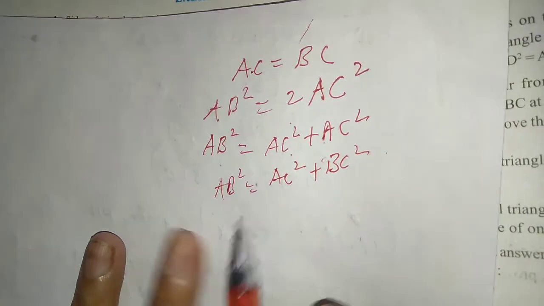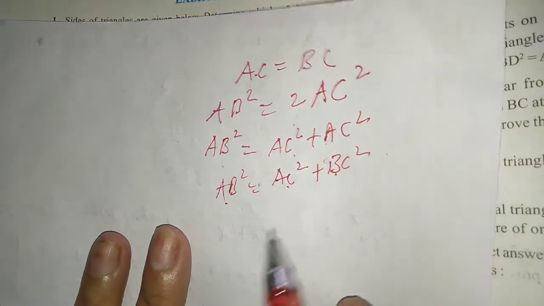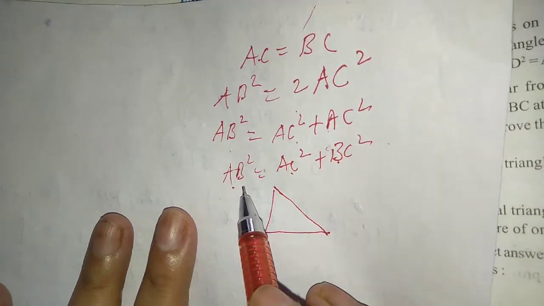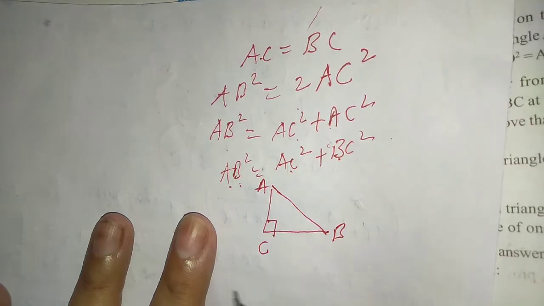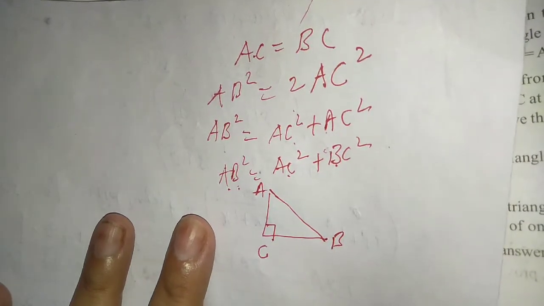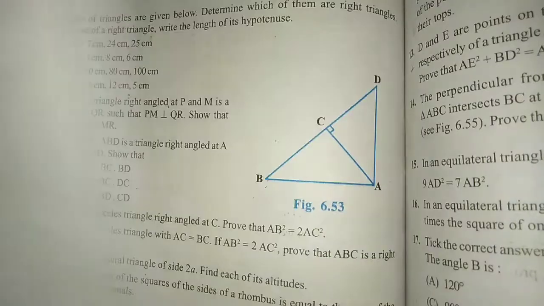So the square of one side is equal to the sum of the squares of the other two sides. If we draw a triangle, AB is the hypotenuse and here will be C. So ABC is a right triangle, right angled at C. Like this we can find it with the help of the converse of the Pythagoras theorem.